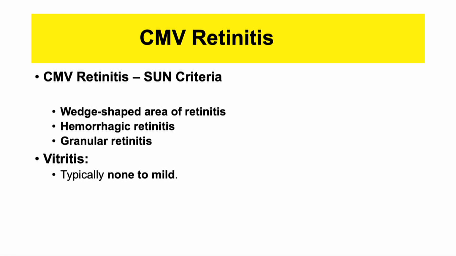Coming to CMV retinitis, the Sun criteria classified CMV into wedge-shaped area of retinitis, hemorrhagic retinitis, and granular retinitis. So vitritis will typically be none to mild because it mostly occurs in immunocompromised patients.